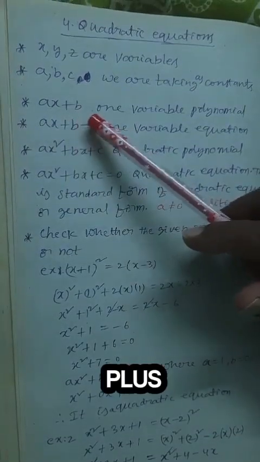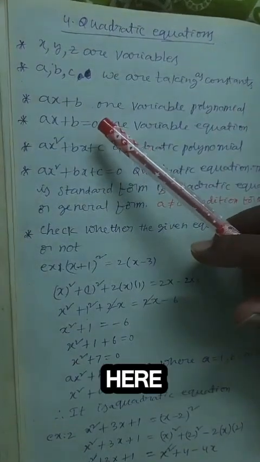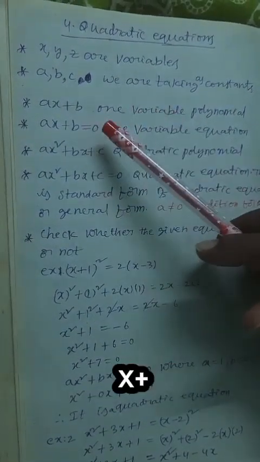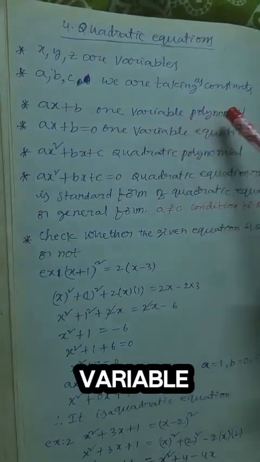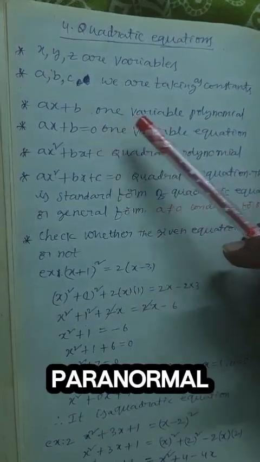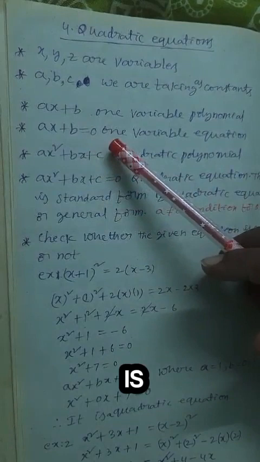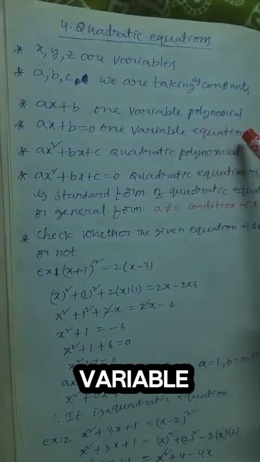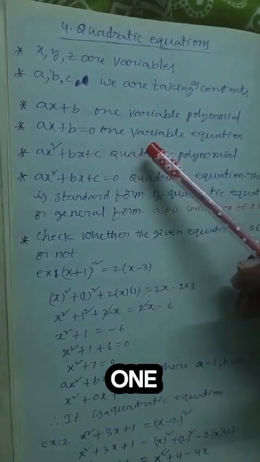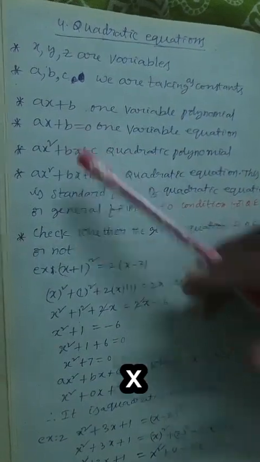So Ax plus B is a one variable polynomial. Why? Because here it is not equal to some other number. Ax plus B is a one variable polynomial, because it is a polynomial. In another chapter, polynomials, we will discuss this briefly. Ax plus B is equal to 0 is a one variable equation. Suppose this is the standard form of a one variable equation with X as the variable.